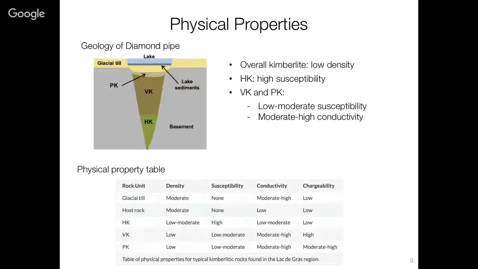So what are our physical properties? Overall, they've got a very low density. This HK unit is very susceptible, so it's highly magnetic. And then the VK and the PK, they're kind of kissing cousins. They've got low to moderate susceptibility and moderately high conductivity. So that's it. And all of these are distinguished from the host material, which is moderately dense, doesn't have any susceptibility, low conductivity, and low chargeability.